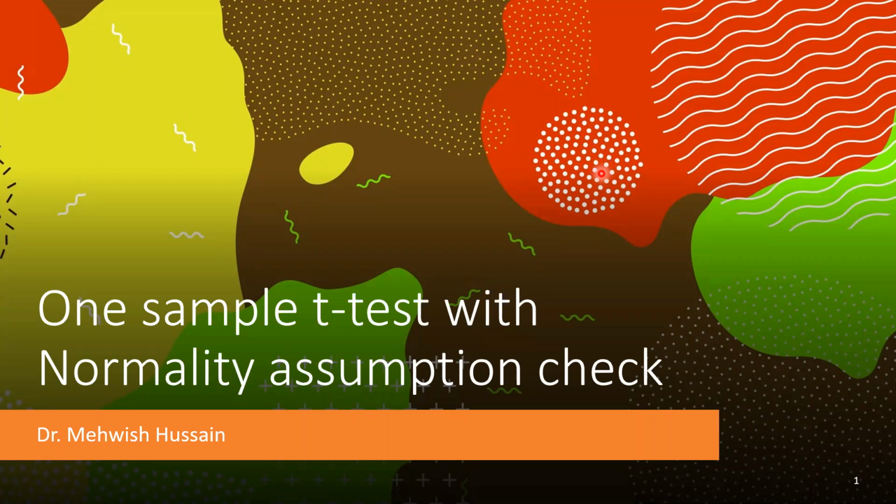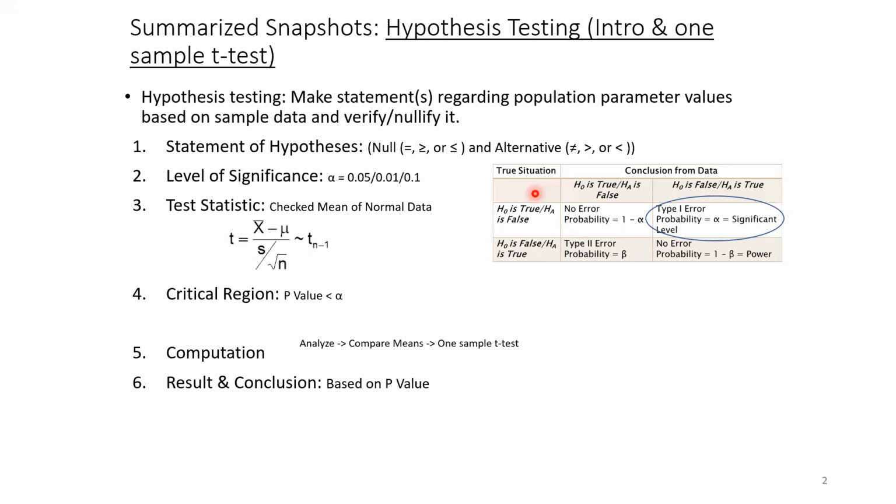This video covers the application of the one sample t-test with the assumption of normality, which is required for applying any kind of t-test. So our main concern is with the one sample t-test. We discussed so far that hypothesis testing is concerned with making a statement regarding a population parameter based on sample data, and then verifying or nullifying it.